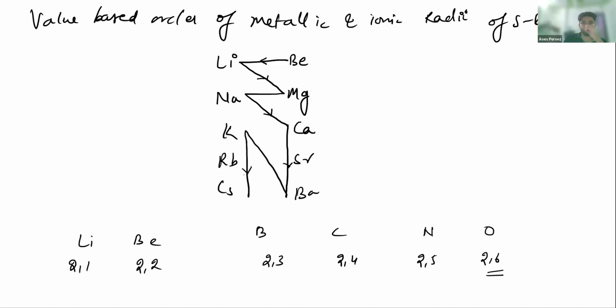Got it? The largest size atom is cesium. So this is the largest in the whole periodic table. Largest size atom. Got it?